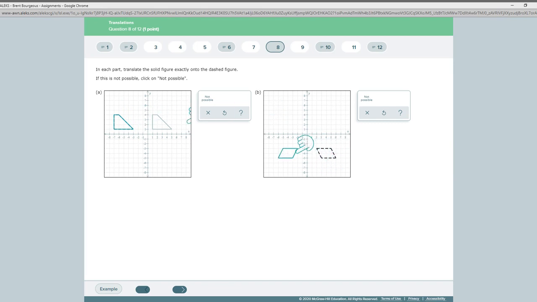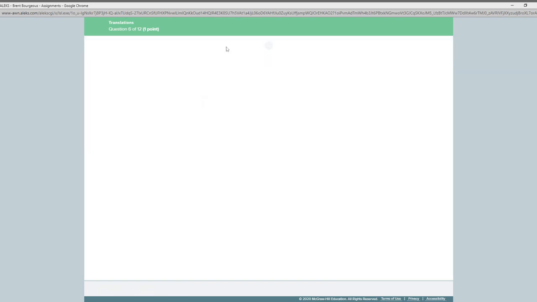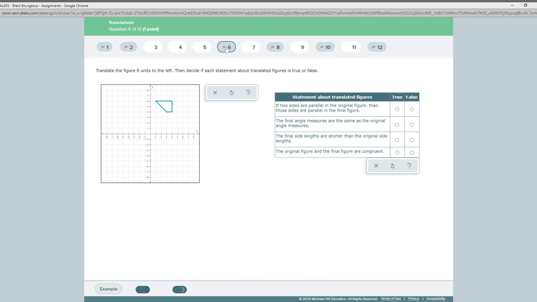If we grab the solid image on this one and slide it over, it does not go onto that one because it's kind of inverted, it's kind of flipped over, so it's not oriented in the same way, if you can see that. So it doesn't match. So in that case, you would just click on not possible. So that's one type of problem you could encounter. What else are the kind of problems we might see today?